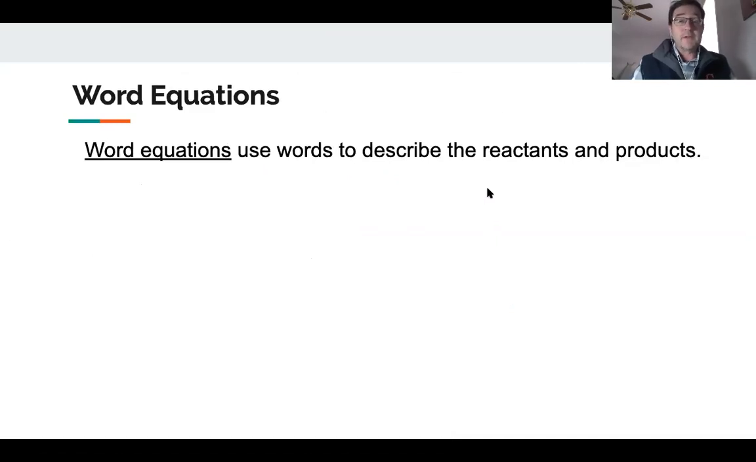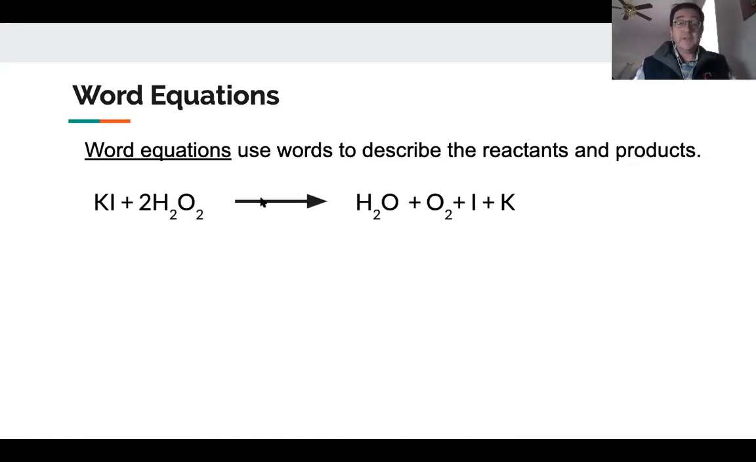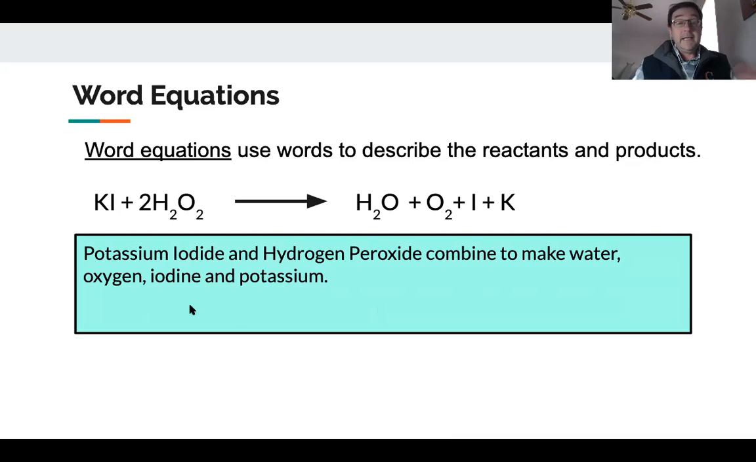Now, word equations are much simpler. There are far fewer rules than when we look at the chemical equations. For word equations, we just use words to describe the reactants and products. At the grade 9 level, you're just expected to be able to read word equations. So basically, here's how it works. We still have the arrow, and we're going to start with the chemical equation from the previous slide, and here's how we would read it. Potassium iodide and hydrogen peroxide combine together to make water, oxygen, iodine, and potassium. It's a lot simpler than the way that we read it before, and something that you guys are going to be practicing more when you get into Science 10.